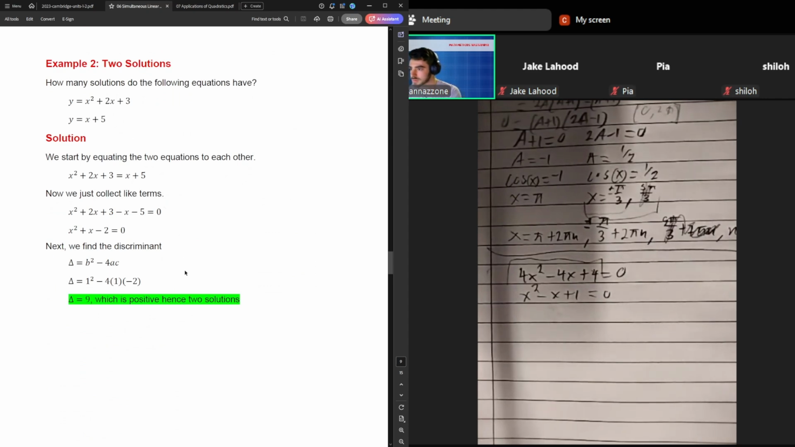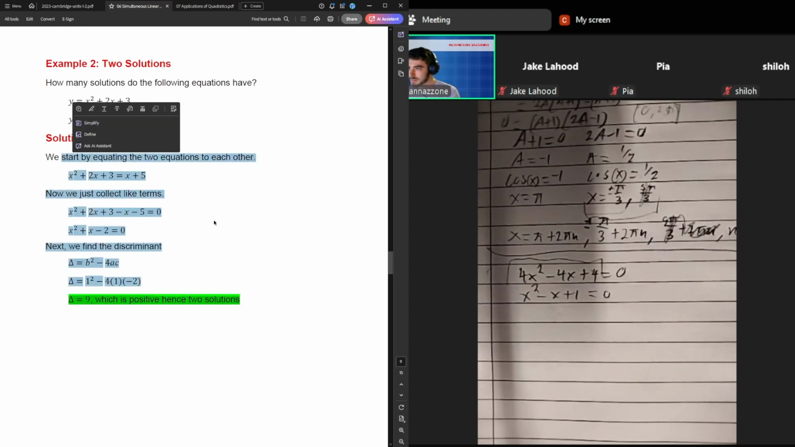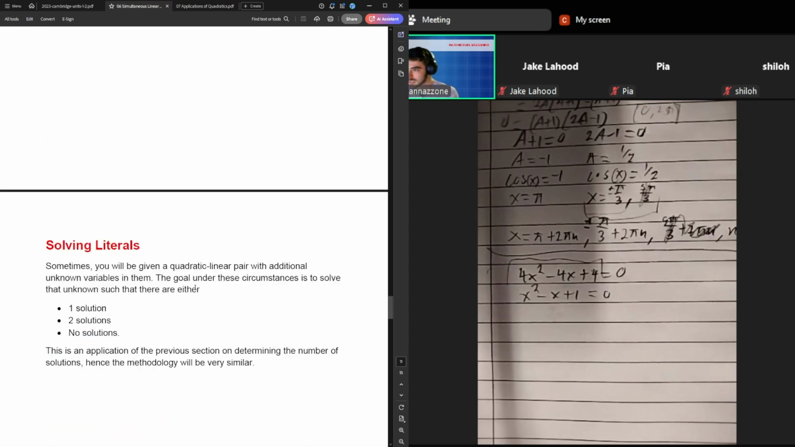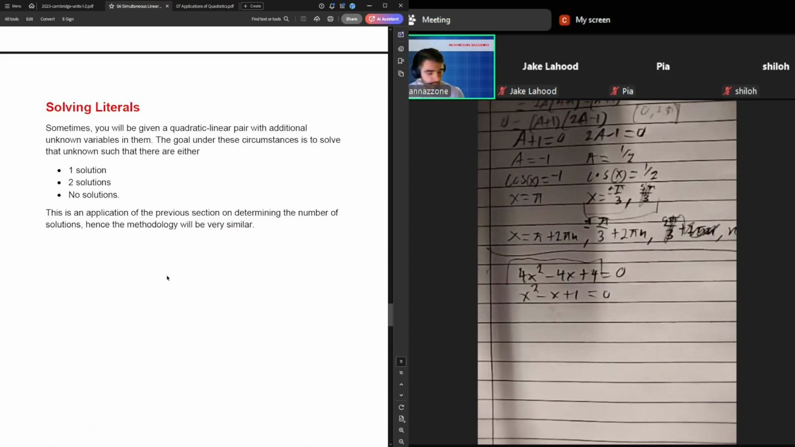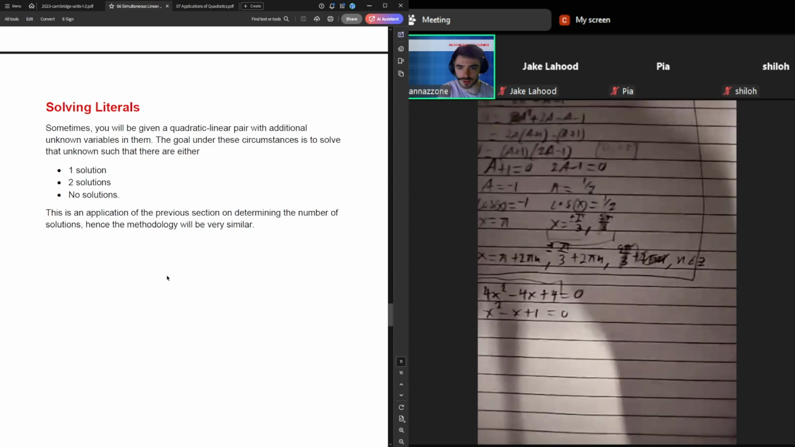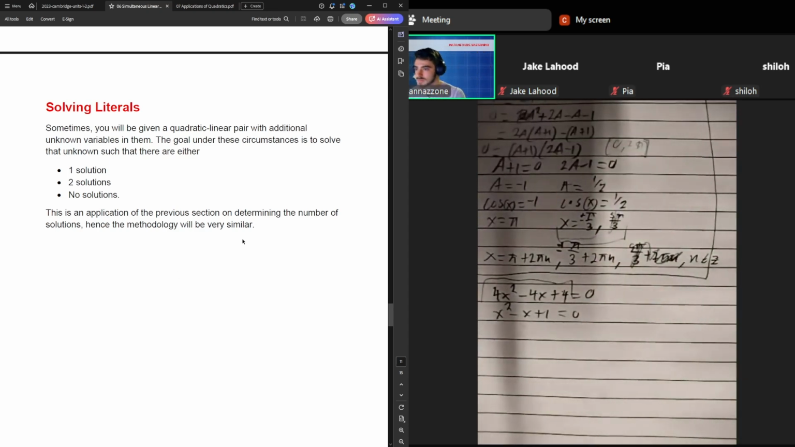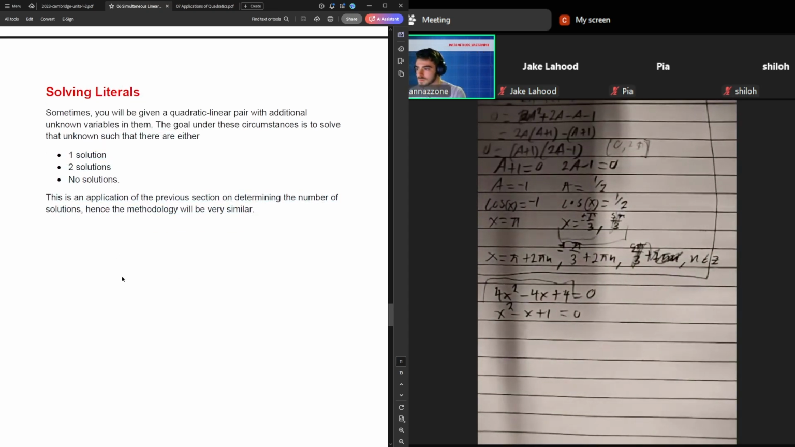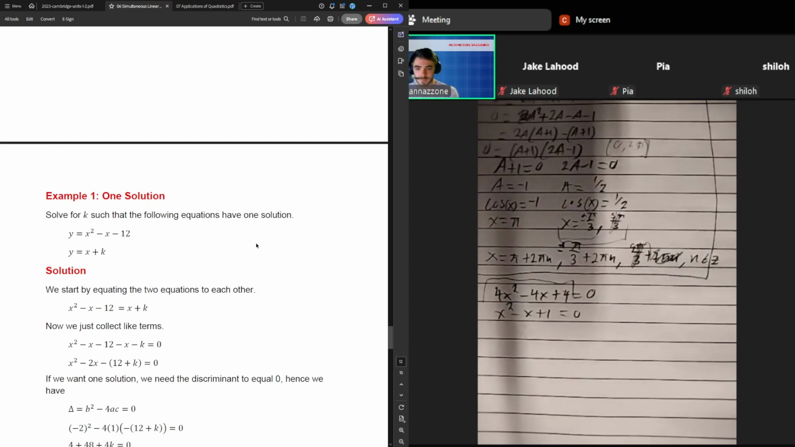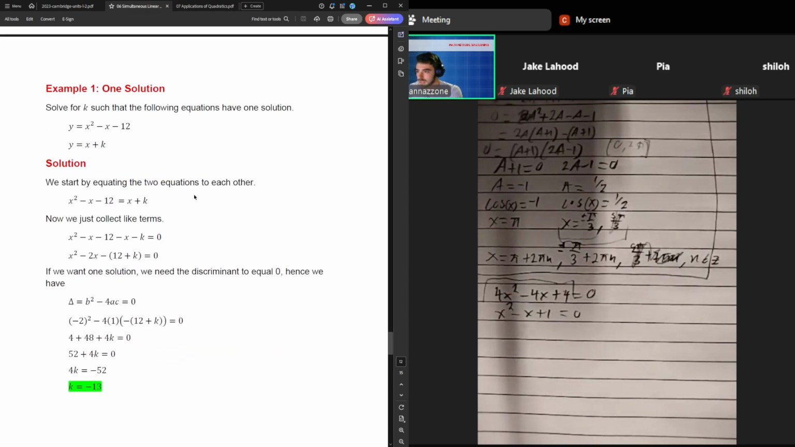The next few examples just show you what's likely to happen if you have no additional unknowns in there. But where this becomes more interesting is when you're solving these so-called literal equations, which simply means you have an additional unknown in there. So back to the screen share, we now have a quadratic and a linear with an unknown k involved in there, and we want to figure out the k value such that we only have one solution for this equation.